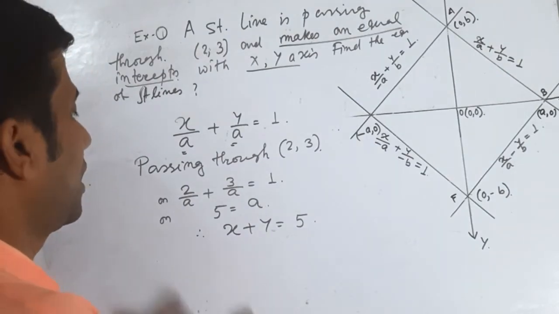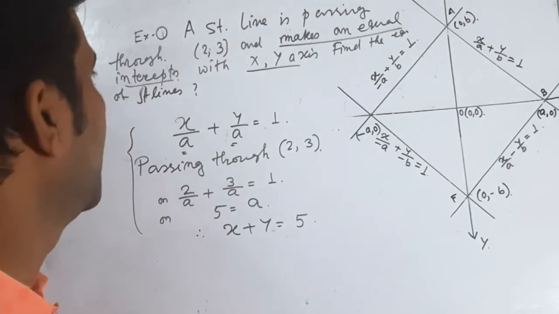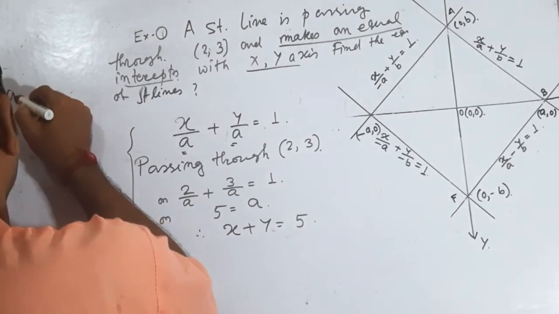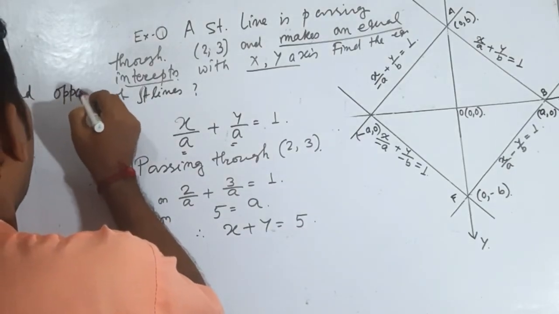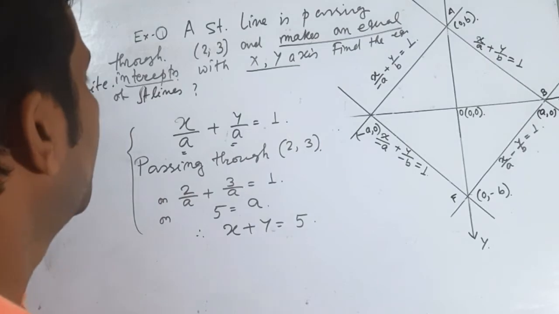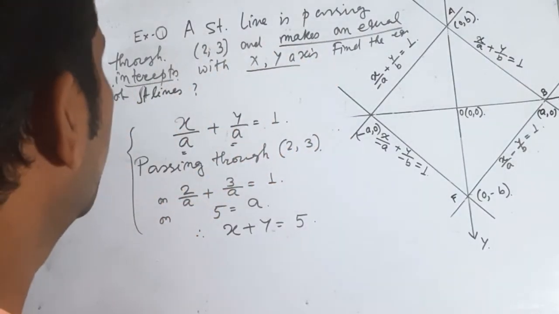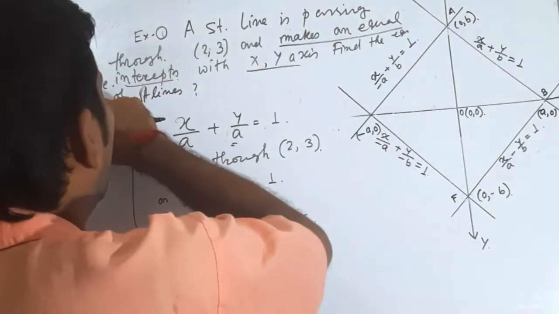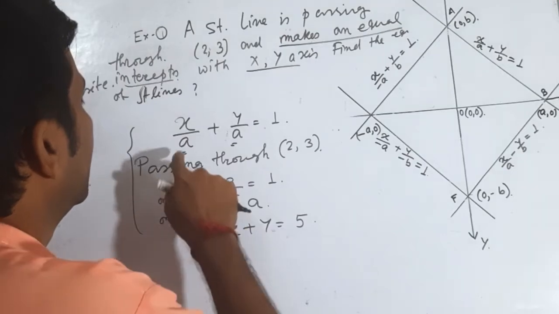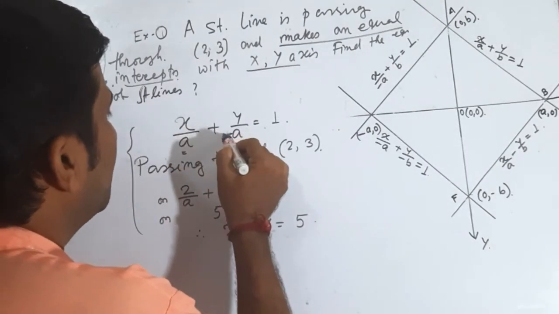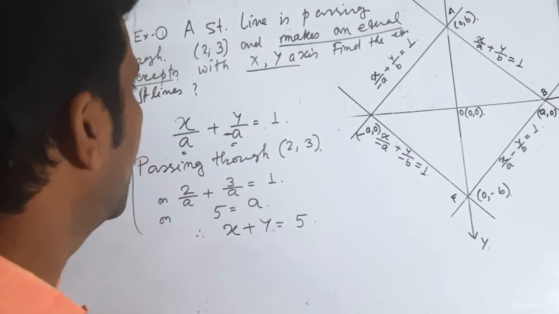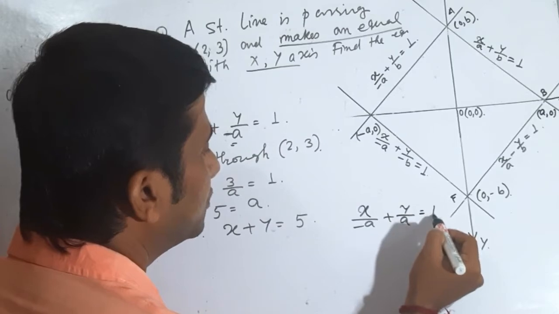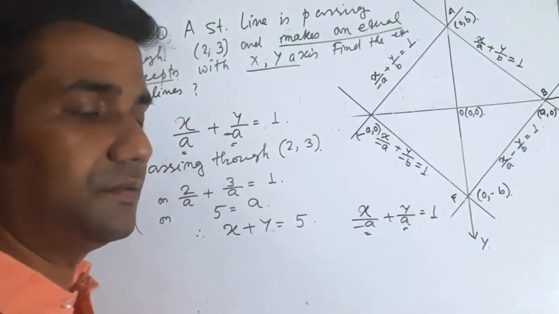Now, I change it in this way. A straight line is passing through 2, 3 and makes an equal and opposite intercept with the x and y axis. Find the equation of the straight line. What we have to do is that the straight line makes an equal and opposite intercept. That means this is x by a plus y by minus a is equal to 1, or you can write it in this way: x by minus a plus y by a is equal to 1, equal but opposite in sign.